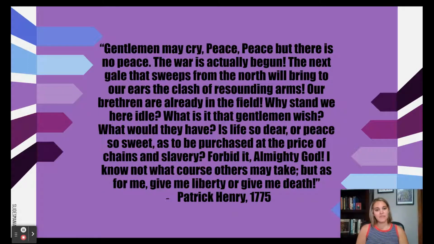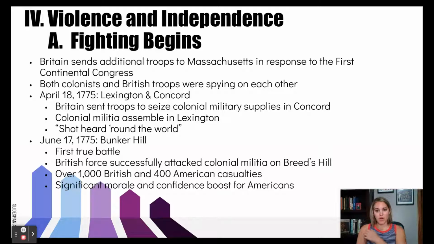So by 1775, we are seeing calls for independence grow. And so we see some violence beginning to occur in the colonies. The first violence is going to happen in Lexington and Concord. Both colonists and British troops are spying on each other, and the British troops are aware that there's colonial military supplies in Concord, and some of the Patriot leaders are located in Lexington. And so the British are headed to Concord to grab the military supplies. The colonial militia meets them in Lexington, and this is where the shot heard round the world occurs.